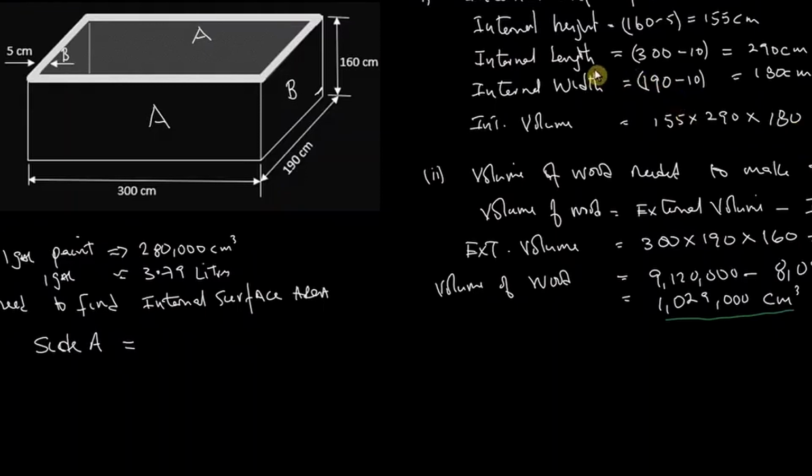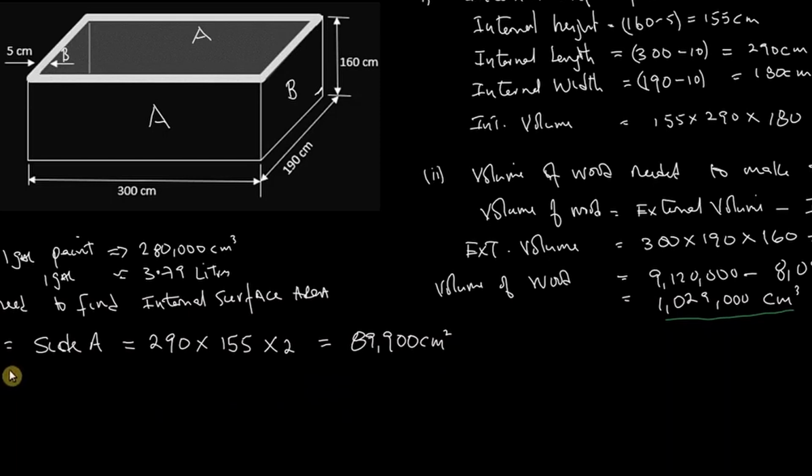So side A, the internal length is 290 and internal height is 155, but we have 2 A's. We have one at the front, one at the back, so we have 2 of those. So the surface area for side A is equal to that, and that works out to be 89,900 centimeters squared. We're talking about square areas, surface area.